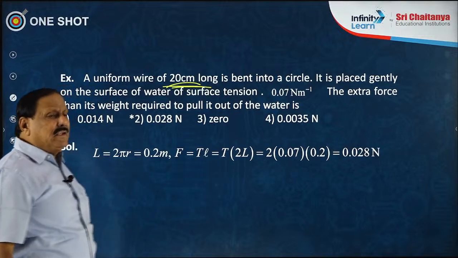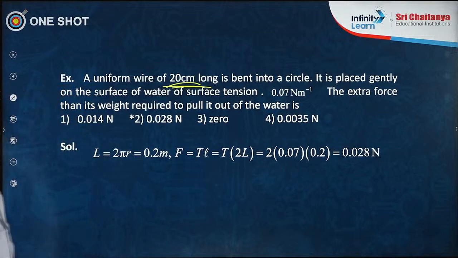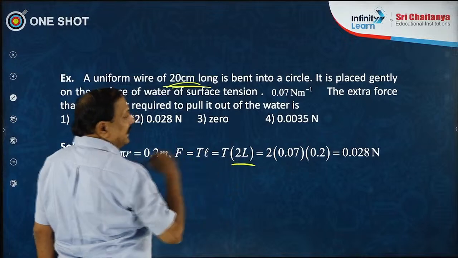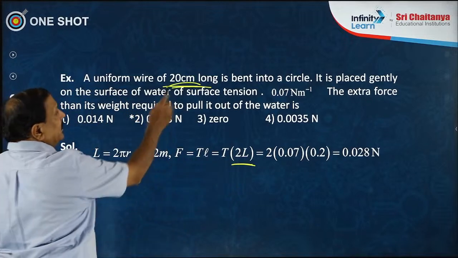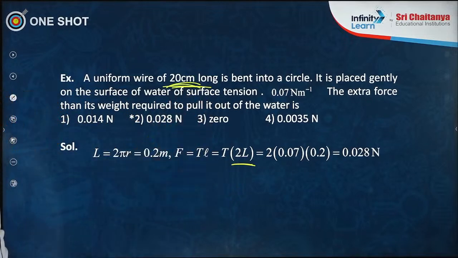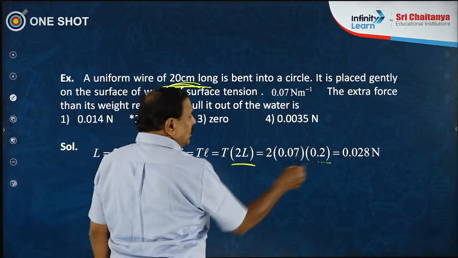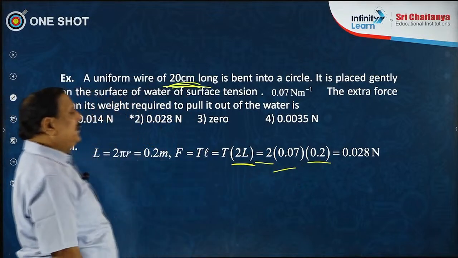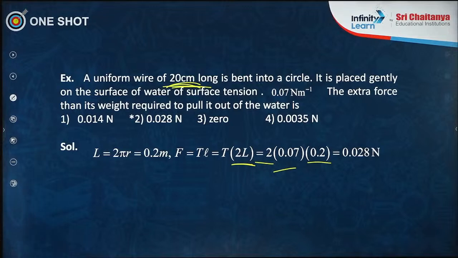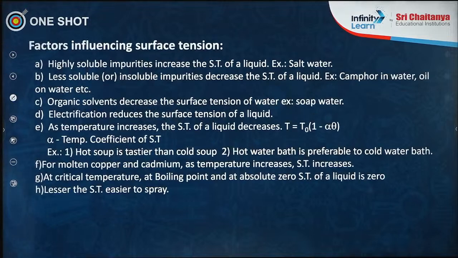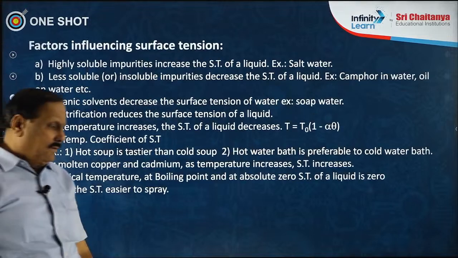So, the liquid touches inside and outside. Therefore, you have to take L as 2L. L is 20 centimeter, which means 0.2 meter, of course, 2L into T. We can calculate the value as 0.028 Newton. This is one simplest example based on the fundamental formula for surface tension.